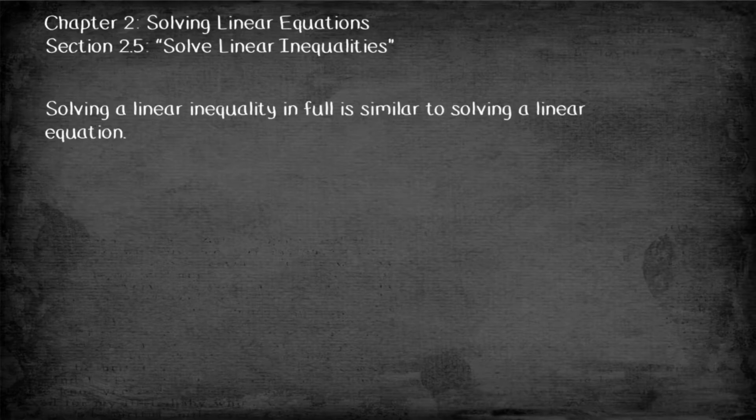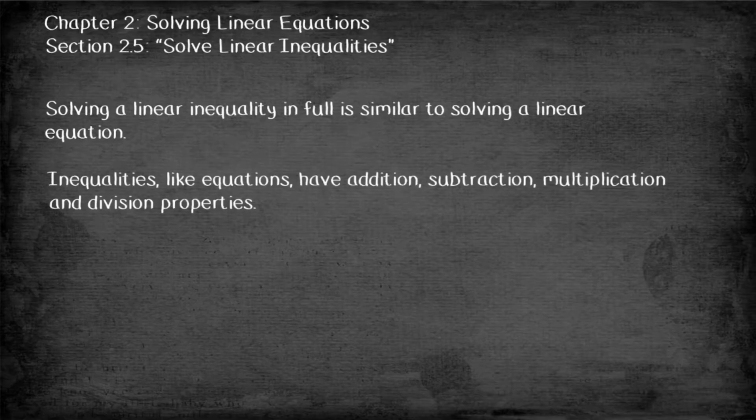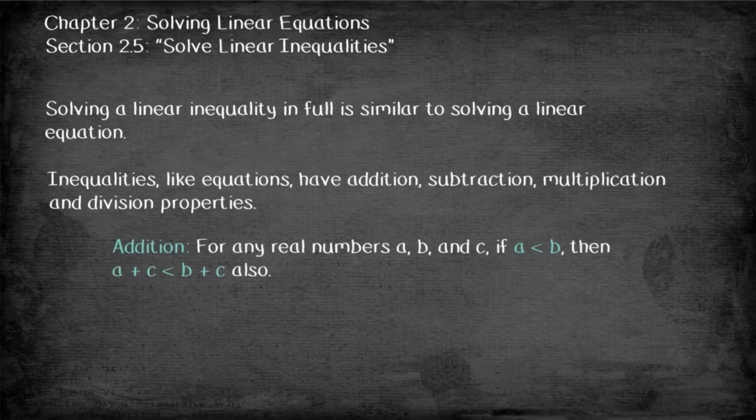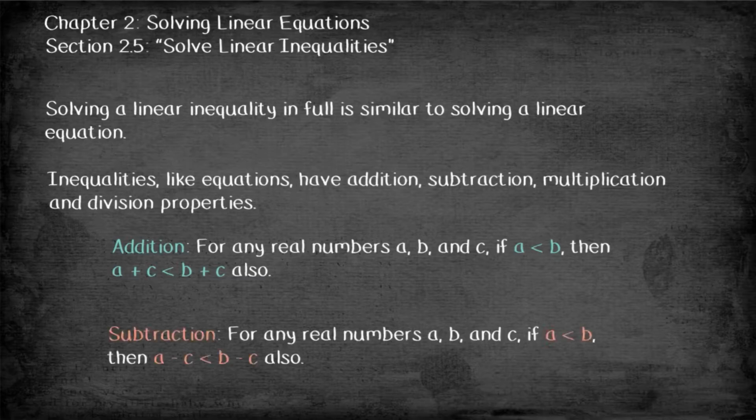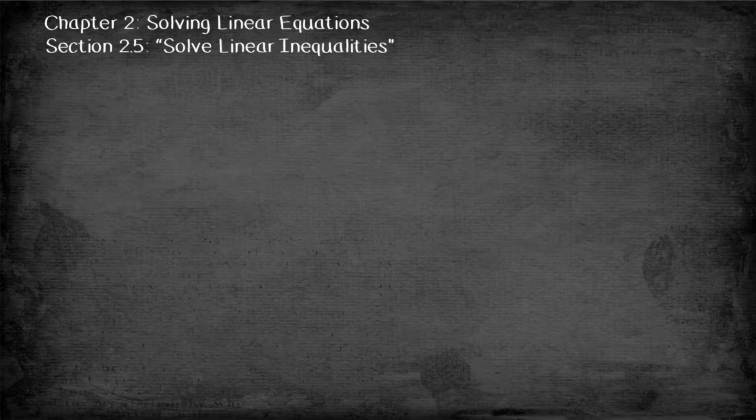But if you want to solve a linear inequality in full, it works pretty similar to how you solve linear equations. Inequalities have addition, subtraction, multiplication, and division properties, just like equations do. The addition property says if I have a less than b, then I can add the same number to both sides of the inequality, just like I can with equations. And for subtraction, if I have a less than b, then I can subtract the same number from both sides of the inequality. So for addition and subtraction, it works pretty similarly to how linear equations work.